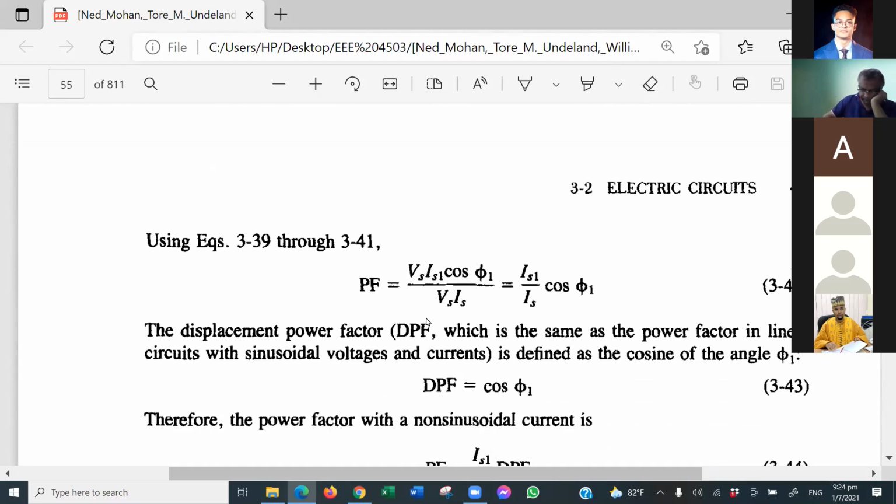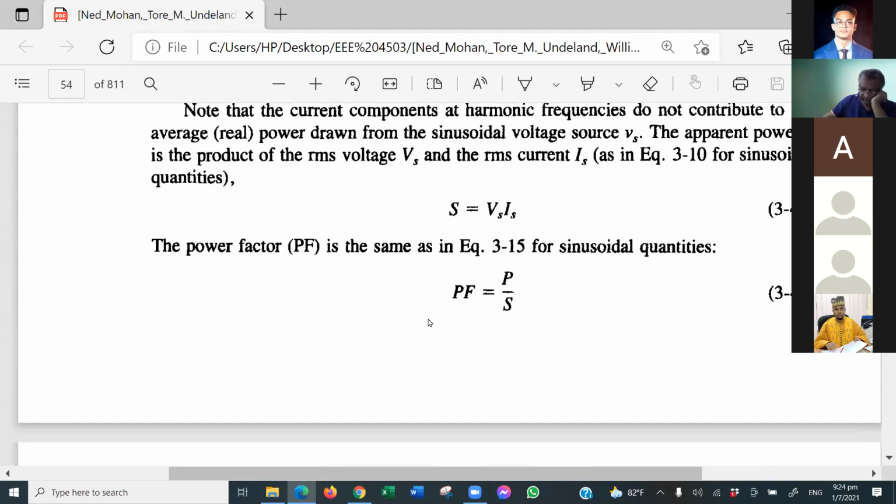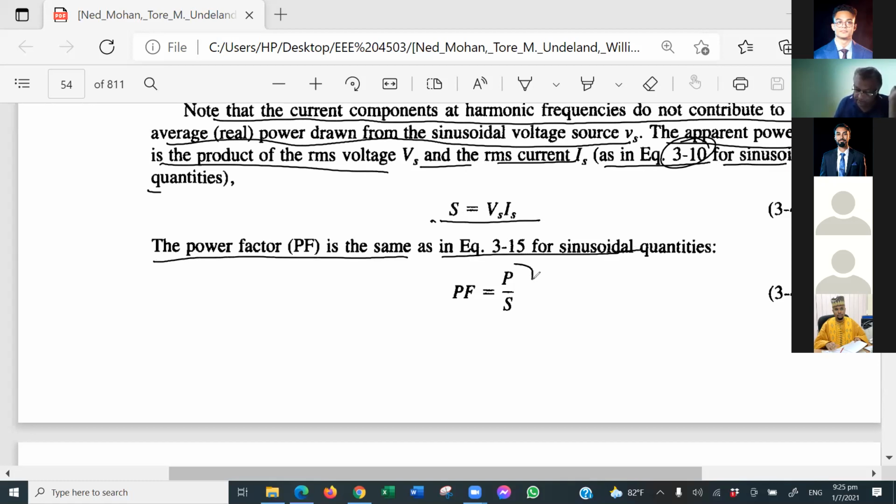Look here. Can you see it now? Yes, sir. Note that the current components at harmonic frequency do not contribute to the average power drawn from the sinusoidal voltage. The apparent power S is the product of VS and the RMS current. We have to go back to equation number 3.10. Then for sinusoidal quantities, this one will be VS. The power factor is the same as in 3.15.